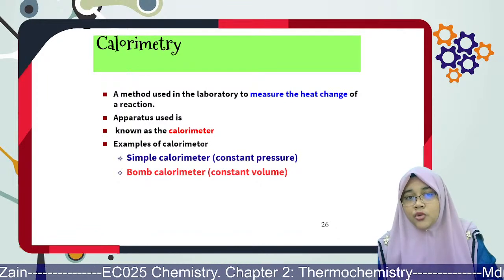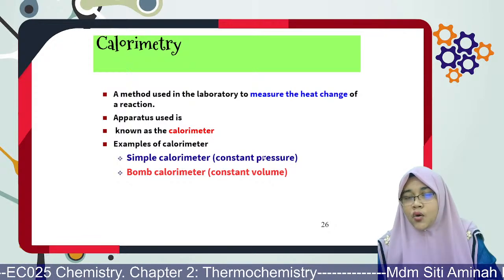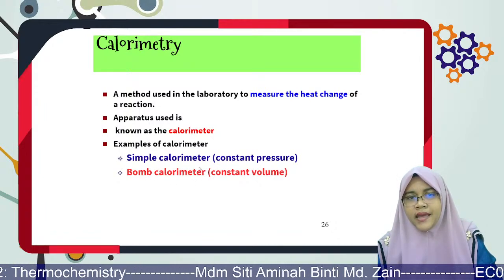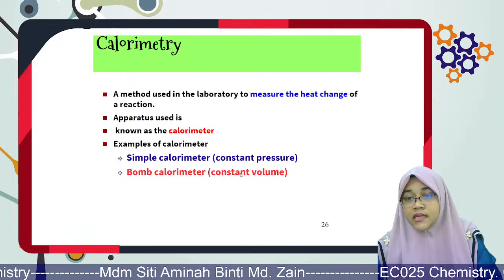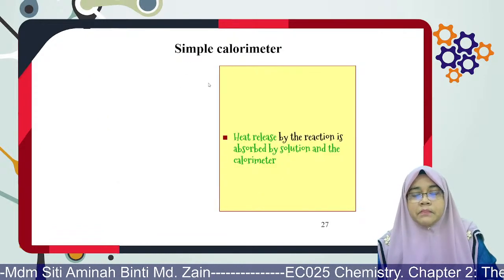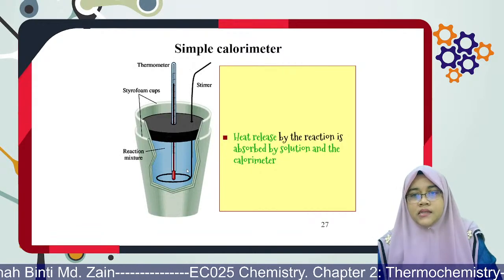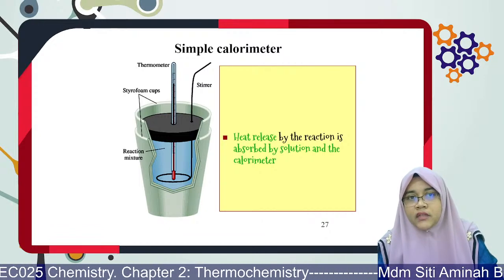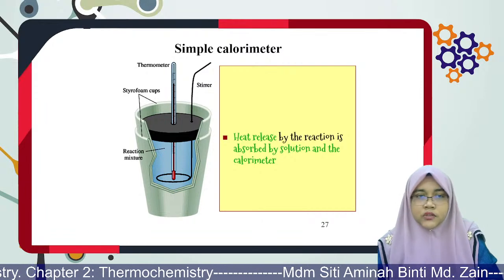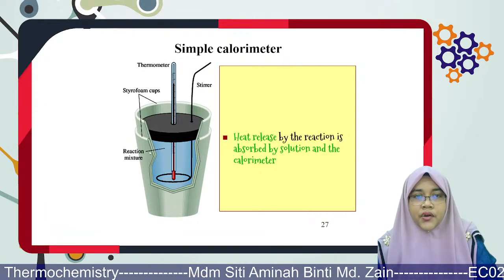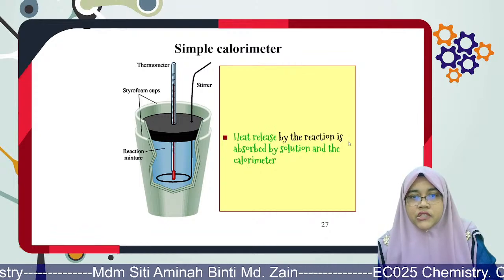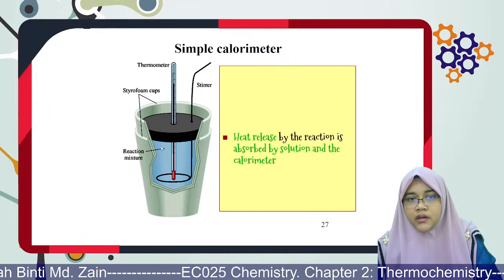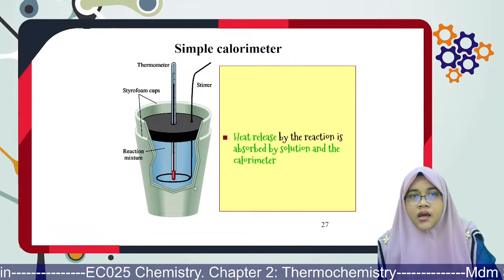There are two types of calorimeter. One is the simple calorimeter at constant pressure, and a bigger, more complex one we call the bomb calorimeter. In the bomb calorimeter, the constant quantity is volume. What is a simple calorimeter? A simple calorimeter is like this one. We use a styrofoam cup, and we have a thermometer and a stirrer. All the reactions occur in the styrofoam cup. The heat released by the reaction is absorbed by the solution and the calorimeter.